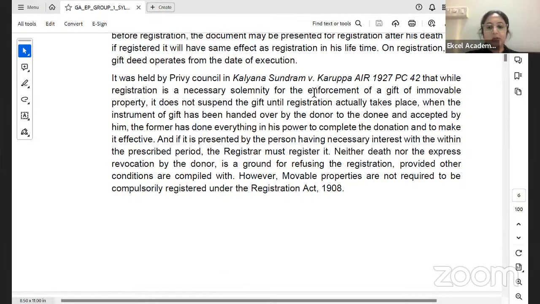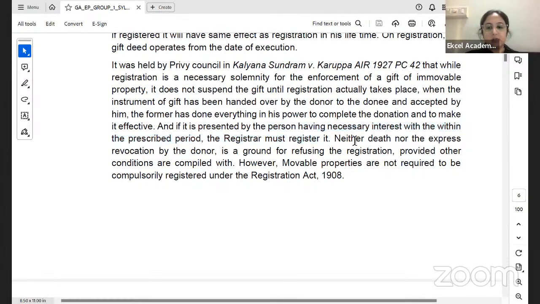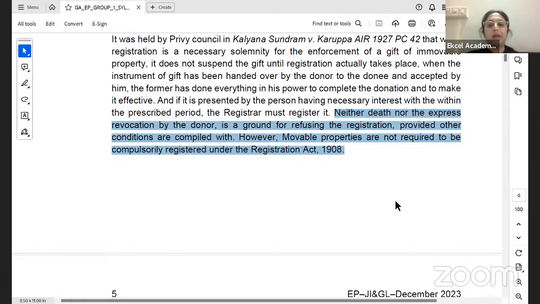And it does not suspend the gift until the registration actually takes place, when the instrument of gift has been handed over by the donor to the donee. The instrument of gift is given by the donor to the donee, execution, everything is completed, only the registration part is pending, and you can register it later after the death of the donor. That is not a problem, but you have to get it registered. If it is presented by the person having necessary interest within the prescribed period, the registrar must register it. Neither the death nor any express revocation by the donor is a ground for refusing the registration, provided other conditions are complied with. That means all the conditions required, like it is properly executed, and the donor has given the documents to the donee, and registration is done within the prescribed period. You go to the registrar, you get it registered, so no problem with that.